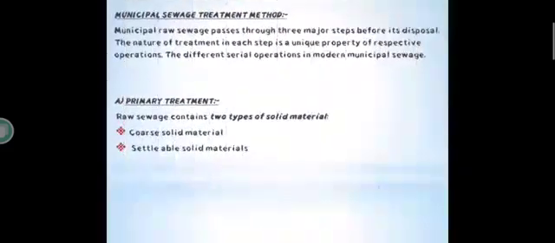Next is municipal sewage treatment method. Municipal raw sewage passes through three major steps before its disposal. The nature of treatment in each step is a unique property of the respective operations. The different serial operations in modern municipal sewage. First is primary treatment. Raw sewage contains two types of solid material. First is coarse solid material and second one is settleable solid material.